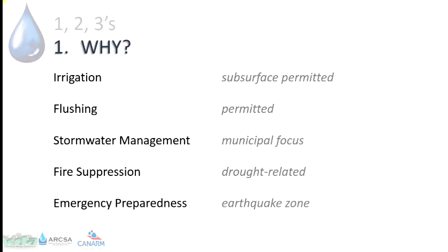Stormwater management is a huge municipal focus, and so capturing rainwater, stormwater, holding it back, called detention, or holding it on site and having it infiltrate, called retention, is pretty important. Fire suppression, big news, especially with the fires and the dry seasons that we have through the summer. I'm starting to experience more and more the drought-related aspects. And then we are in an earthquake zone here on the island, and emergency preparedness is also a big part of that as well.